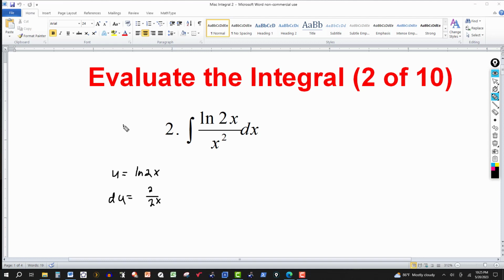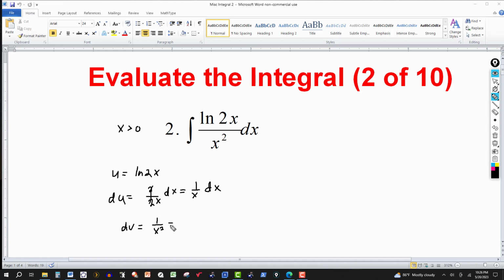And here we're going to assume that x is positive, so we can avoid absolute values here. This is a dx here, so the 2's cancel out, so I get 1 over x. And then we'll let dv equal to 1 over x squared. That's fairly easy to integrate, and that's what you want. You want to pick something for u that's easy to differentiate, and something for dv that you can easily integrate.